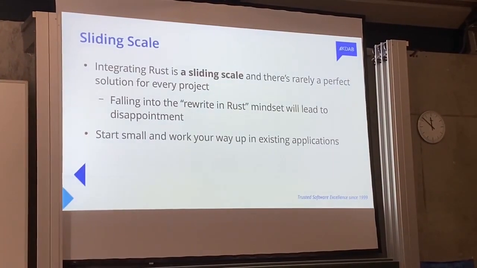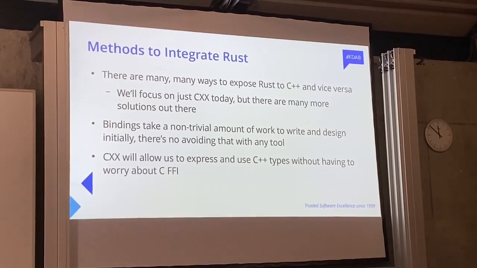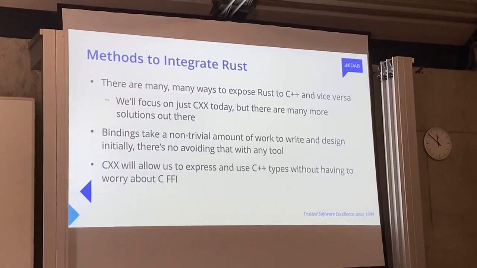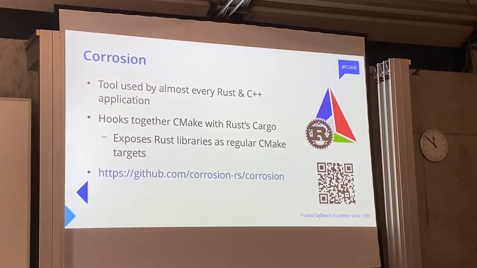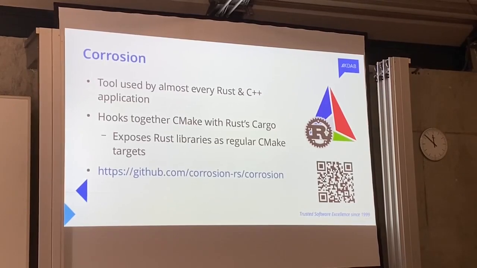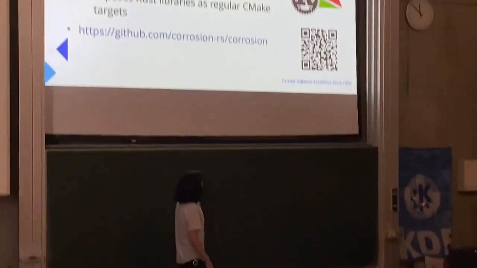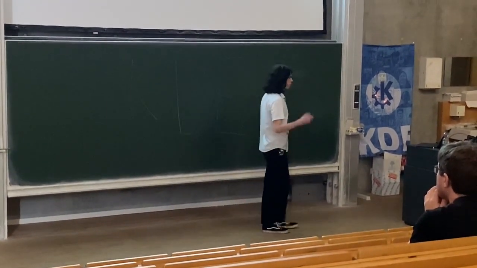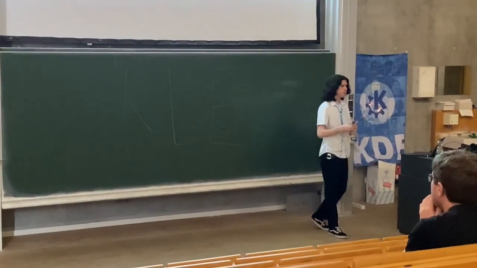I want to quickly go through some of the libraries that we use to integrate these two technologies. The first I'm going to mention is called Corrosion. When you integrate Rust in your projects, you probably still want to use CMake. But as I mentioned earlier, Rust has its own build system called Cargo. So how do you unify those things?